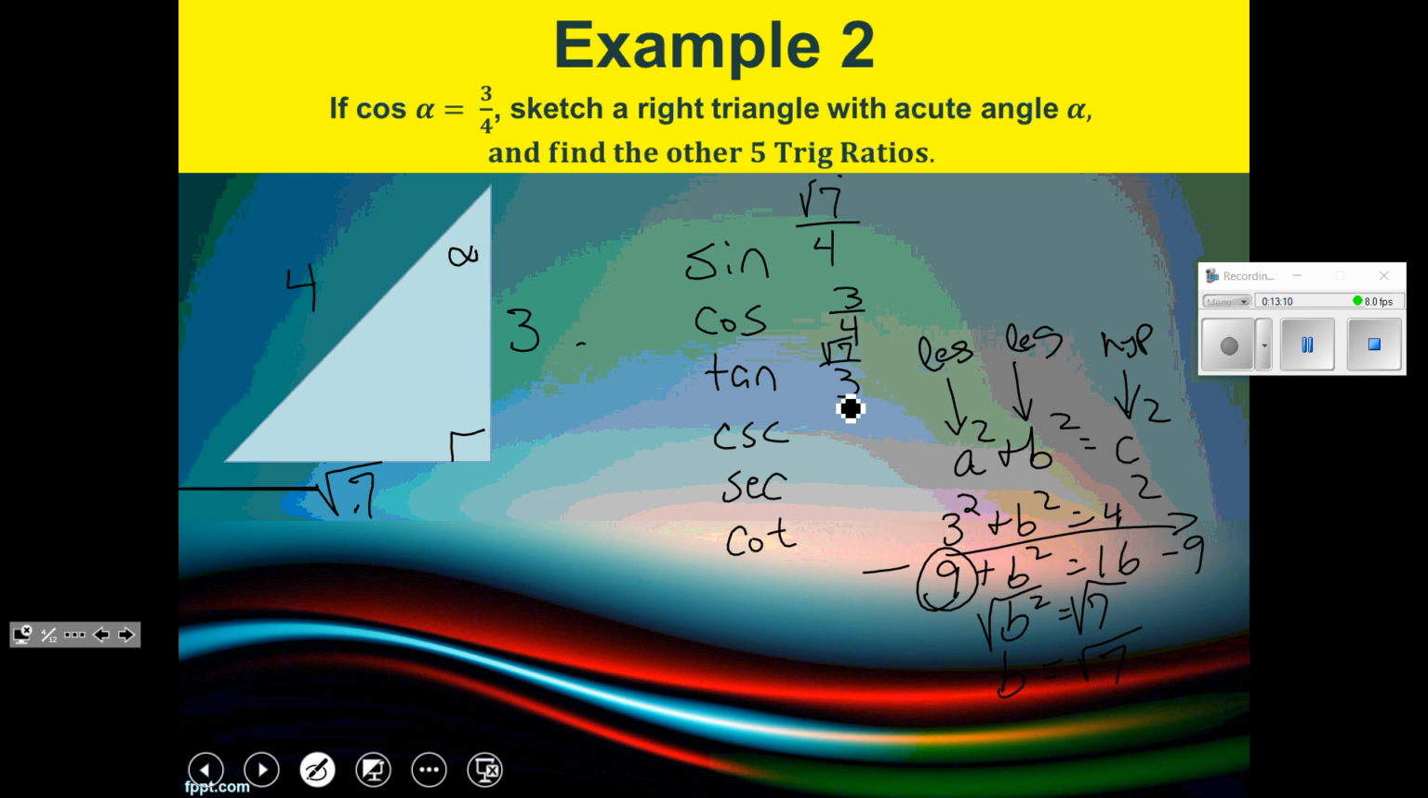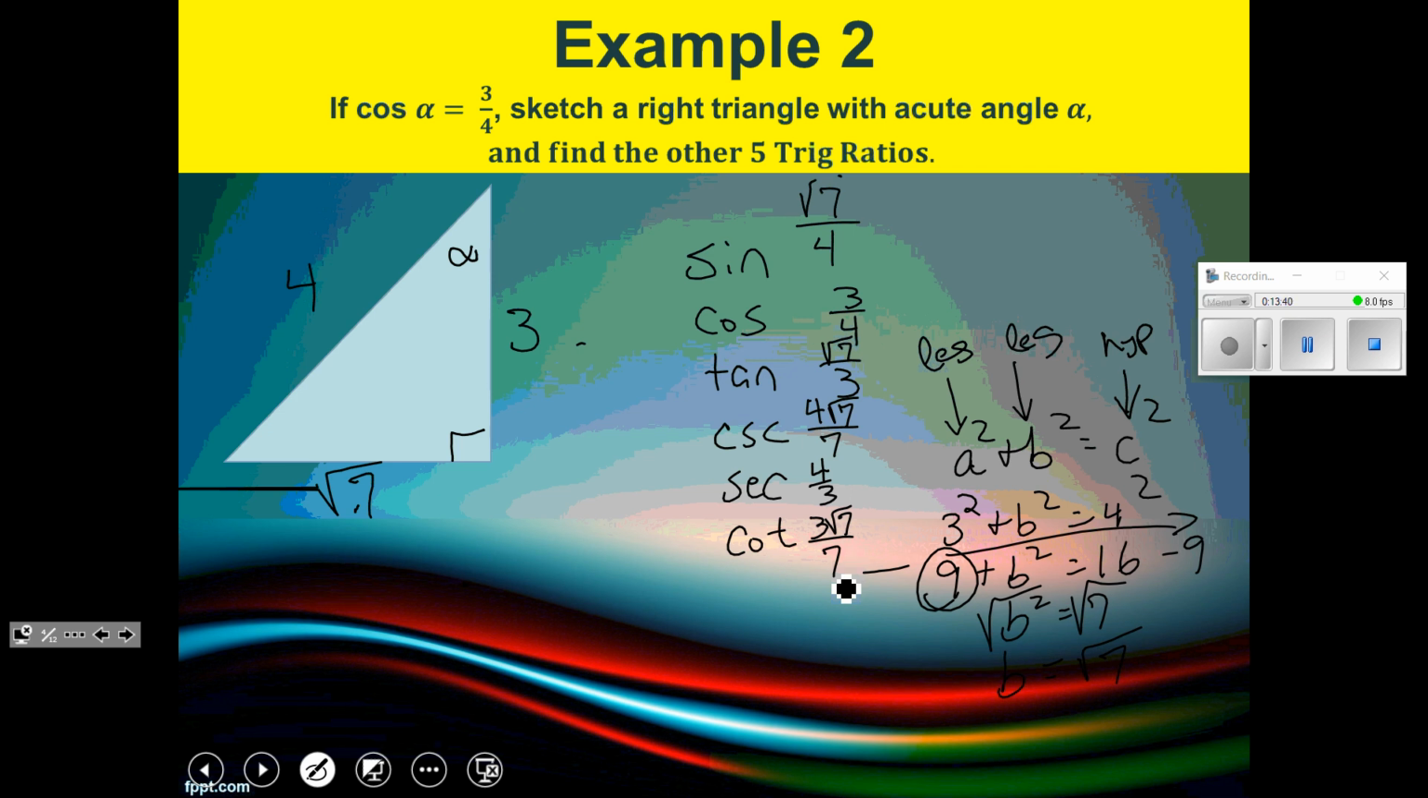All right, so cosecant. Now, I would tell you this. Once I get these three, if it were me, I would just flip them. Okay? So cosecant's going to be 4 square root of 7 over 7. Secant's going to be 4/3. And cotangent's going to be 3 square root of 7 over 7. With me? Okay. Any questions on that?